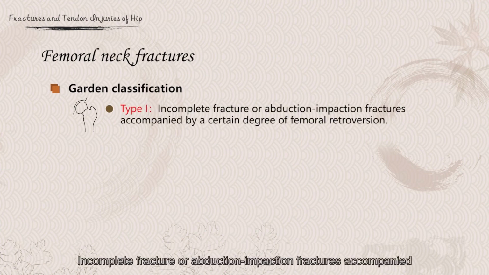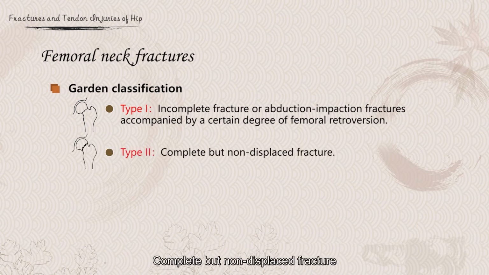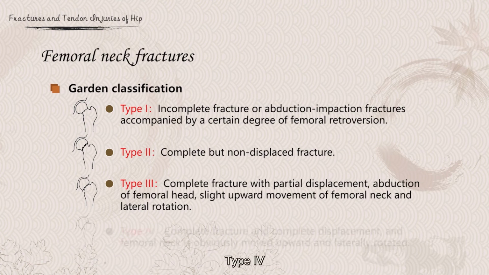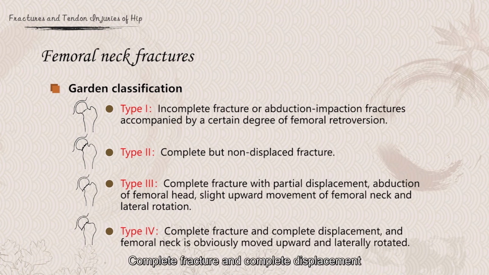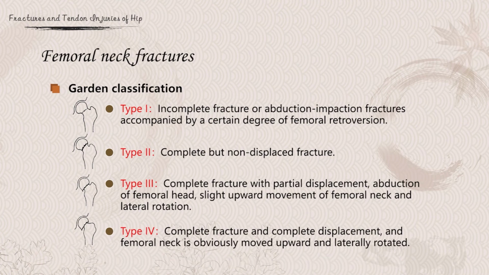Type 1. Incomplete fracture or abduction impaction fracture accompanied by a certain degree of femoral retroversion. Type 2. Complete but non-displaced fracture. Type 3. Complete fracture with partial displacement, abduction of the femoral head, slight upward movement of the femoral neck and lateral rotation. Type 4. Complete fracture and complete displacement, and the femoral neck is obviously moved upward and laterally rotated.